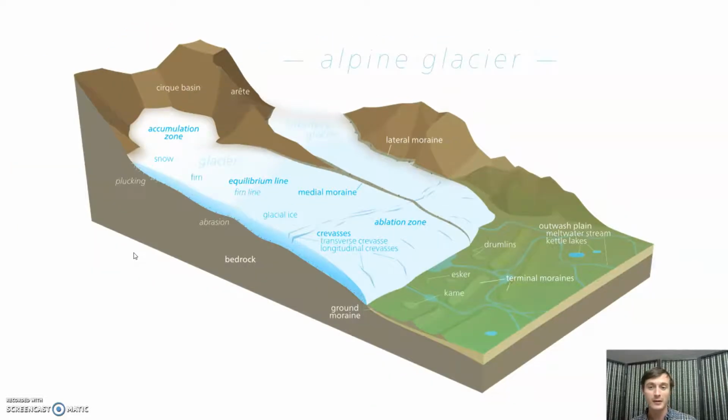I've included this diagram here because it does a really good job of pulling together all of the different parts of this unit. Now, some of the terms here we're not familiar with yet, but by the time we get to the end of this section, we'll be able to go back, look at this, and describe and explain everything that is happening in this alpine glacier system.